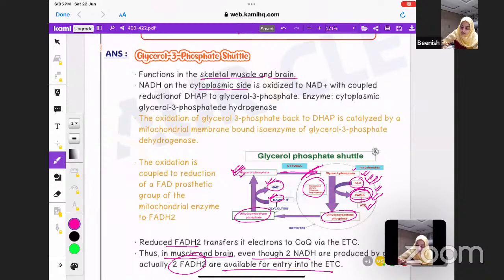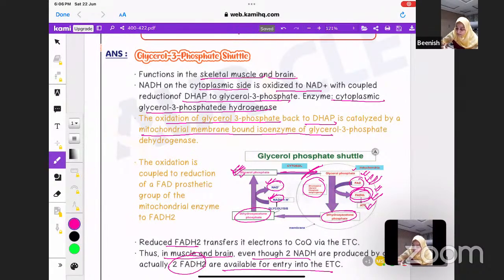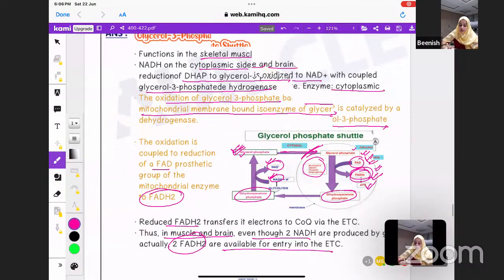Okay, let's quickly read what the text has to say. NADH on the cytoplasmic side is oxidized to NAD, with the enzyme cytoplasmic glycerol 3 phosphate dehydrogenase. Then on the matrix side of the mitochondria, the oxidation of glycerol 3 phosphate back to dihydroxyacetone phosphate is catalyzed by the mitochondrial membrane bound enzyme glycerol 3 phosphate dehydrogenase, and this oxidation is coupled to reduction of FAD to FADH2. Okay, so that was one shuttle.